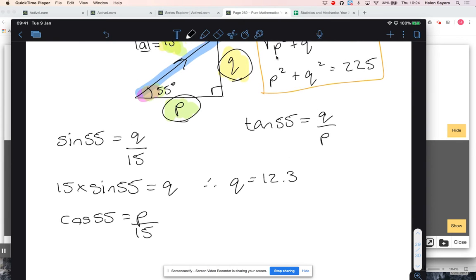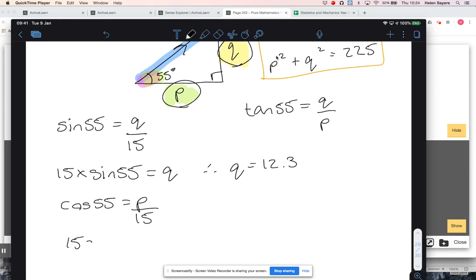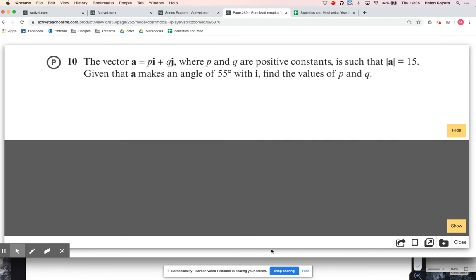So if I multiply by the 15, P is going to be 15 cos 55. So that gives me P is 8.60. That looks like a 6. Let's try that again. 8.60. Is that all it wanted? Find the values of P and Q.